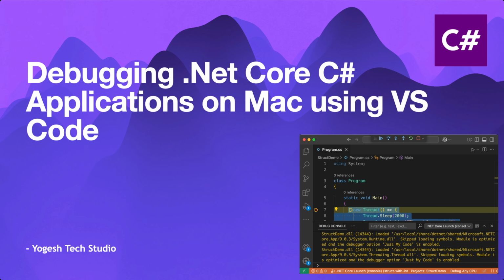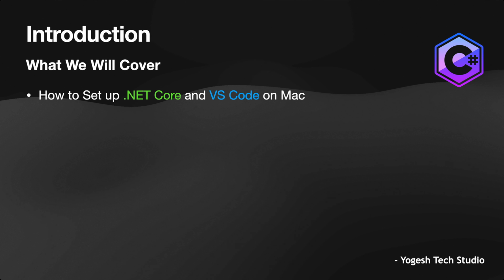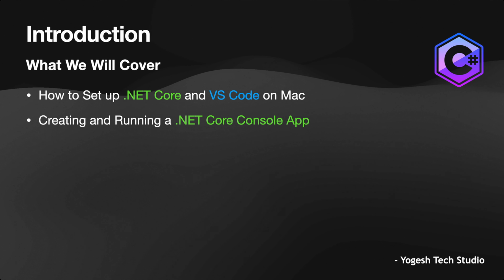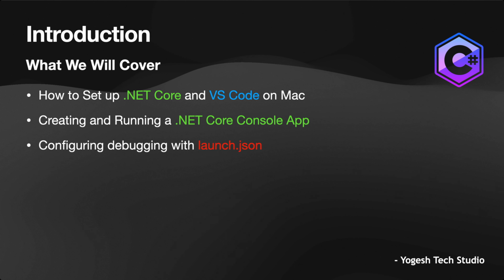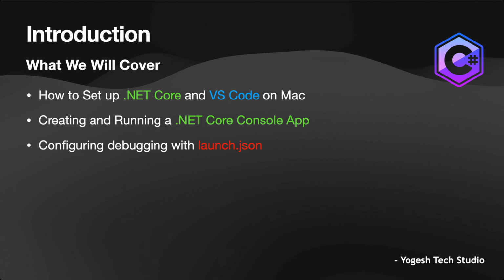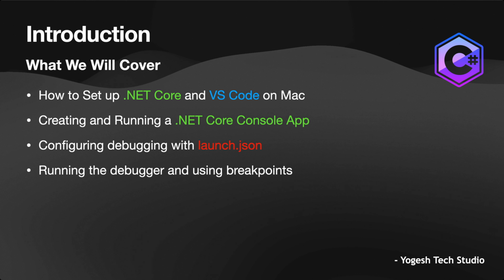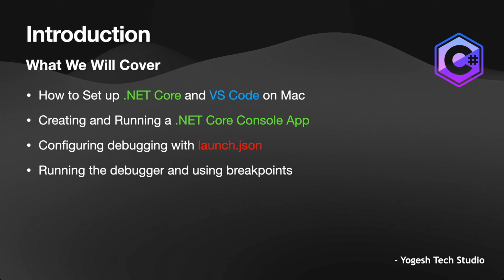So let's get started. First, we will see how to set up .NET Core and Visual Studio Code on your Mac. Second, creating and running a .NET Core console app. Then we'll configure the debugging with the launch.json file within Visual Studio Code, and we'll run the debugger. We'll also see how we can attach breakpoints and debug the application.